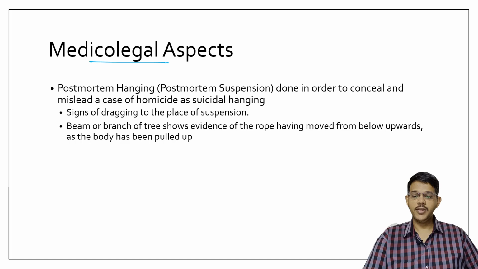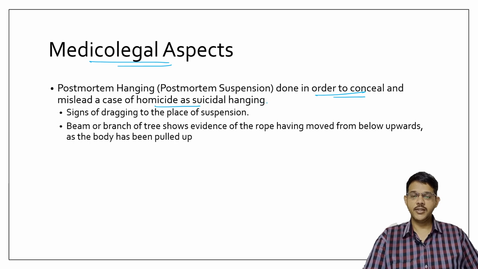Now coming to medical aspects of hanging. First is postmortem hanging. This is done to conceal and mislead a homicide case as a suicidal hanging. It is usually done when the person is killed and is suspended afterwards. That is, in postmortem hanging, suspension is done to conceal that the person was killed.